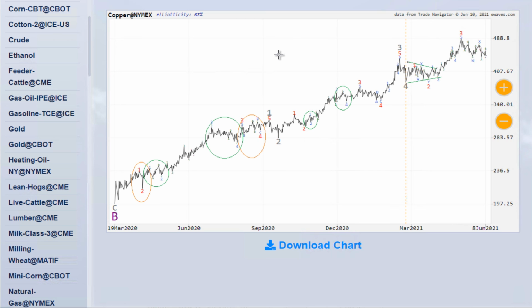So EWAVES, I believe, prefers this interpretation with wave 4 ending here to a triangle wave 4 because of its projections for the ultimate length of wave 5. That's a topic for another time.